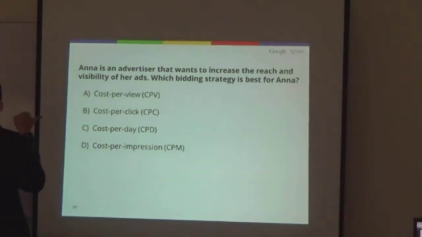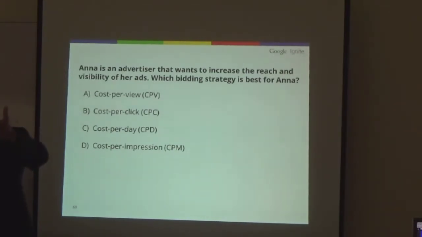Sometimes you see that they will ask you this kind of scenario. So you need to visualize where this question is leading you before you can make that decision based on whatever I've shared. Now, Anna wanted to increase reach and visibility. Reach and visibility, meaning she wants to show her ads to as many people as possible. More reach and visibility, meaning the ads should be shown on all those sites. So what is the best bidding strategy for Anna?